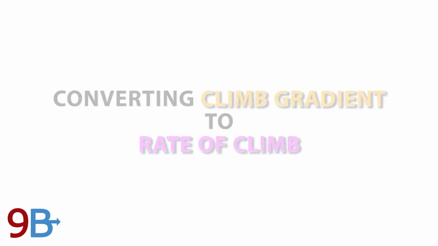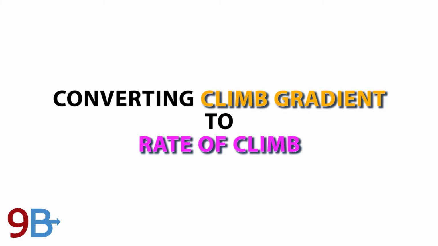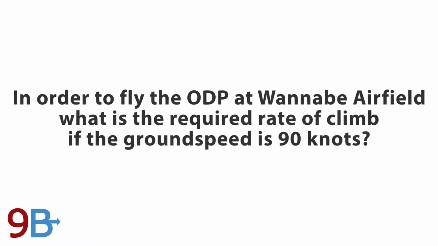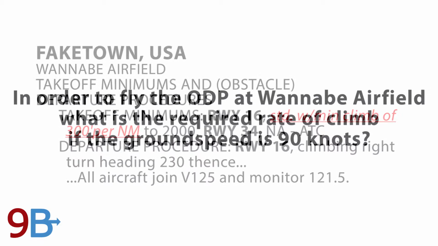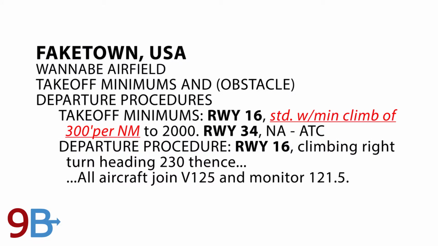So for this question, we're going to be referring to a written out ODP and a written question that goes like this. In order to fly the ODP at Wannabe Airfield, what is the required rate of climb if the ground speed is 90 knots? And then we have a little snapshot of the actual ODP there.